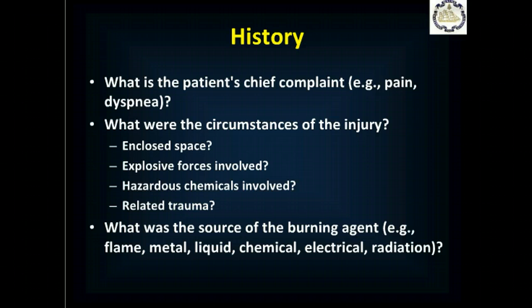If it's an enclosed space, that means very different things, and we'll talk more about that in terms of toxic exposures, in terms of the amount of heat that they could be exposed to. If there was an explosion, they could have traumatic injuries. Were there hazardous chemicals involved? So could there be a chemical injury, and was there other trauma? And then what was the source of the burning agent? Was it contact with flame? Was it hot metal? Liquids, which tend to cause more circumferential type injuries? Chemical, electrical, or radiation? You need to know these things to figure out the treatment of your patient.